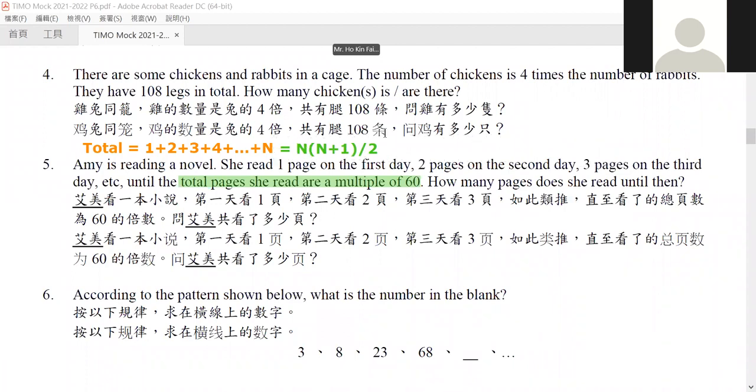So once you compute that, we know that this must be equal to a multiple of 60. In other words, we want a number n such that n times n plus 1 is a multiple of 120. So what is the smallest number such that this happens? The smallest number is when n is equal to 15. Okay, so we know that n is equal to 15.